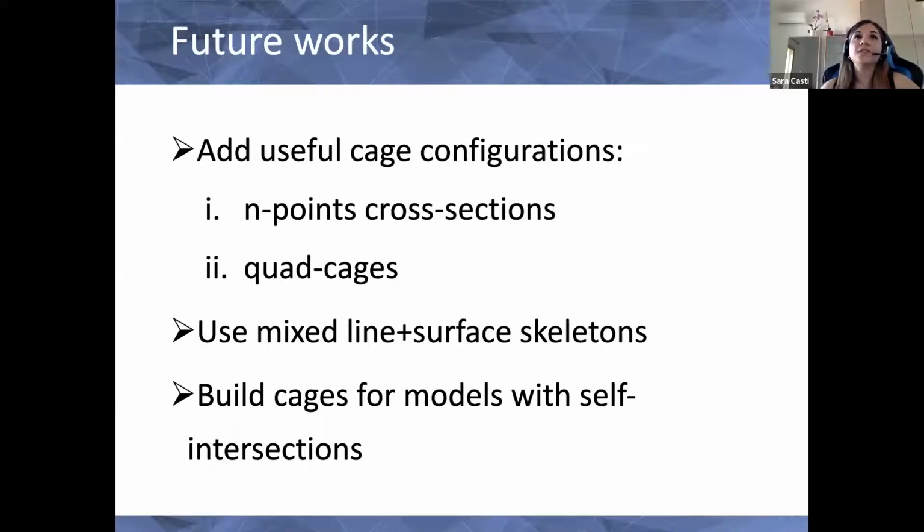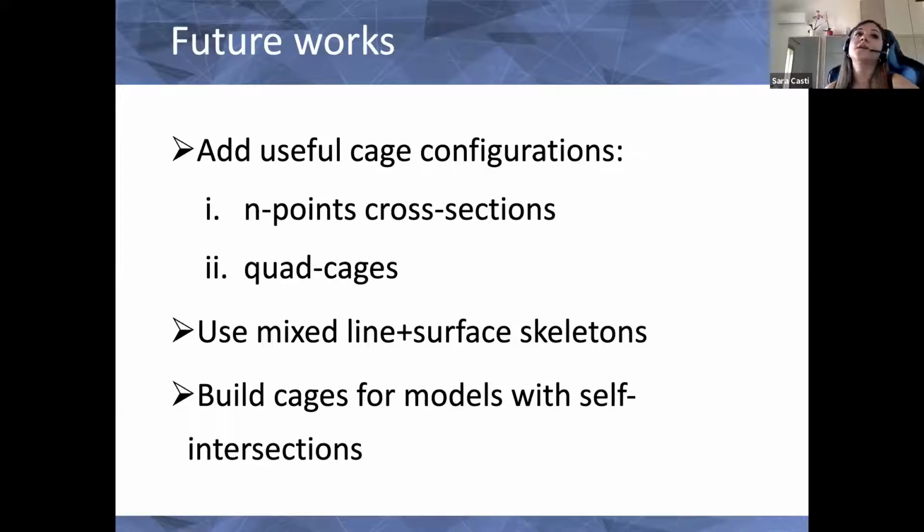So as future work, we identify some points that can be touched. As I told you before, we build a quadratic section with 4 points. We can extend the cage to build n-point cross sections. Another useful thing would be to construct quad cages. We rely on triangular cages because the state of the art allows just this kind of cages to be used in the animation pipeline.